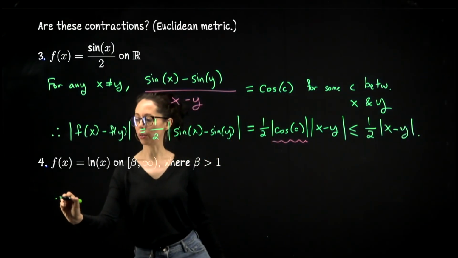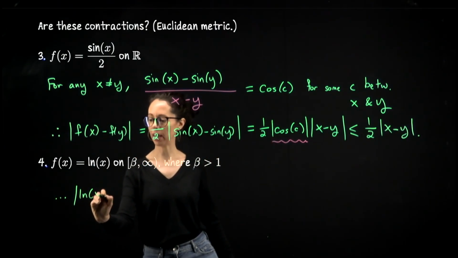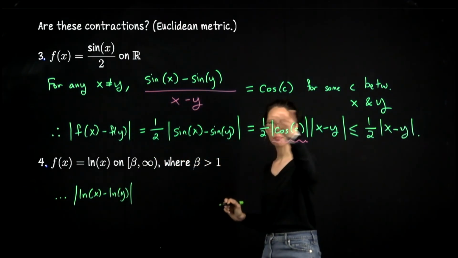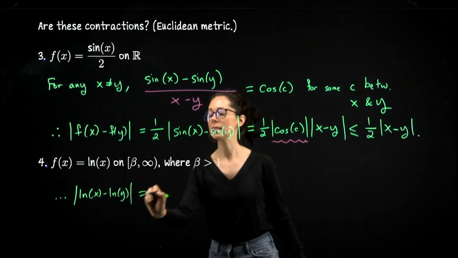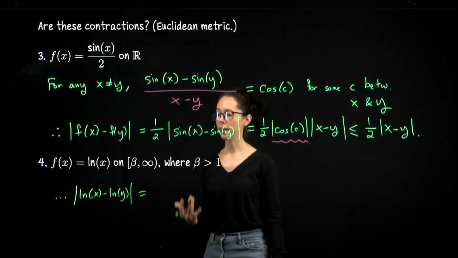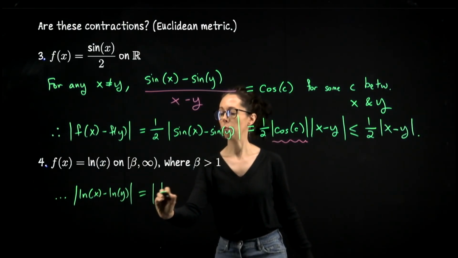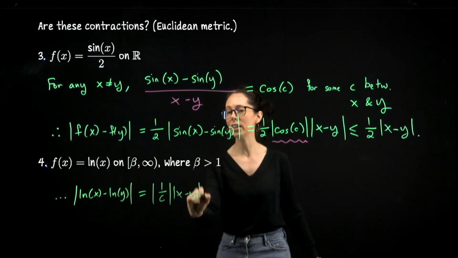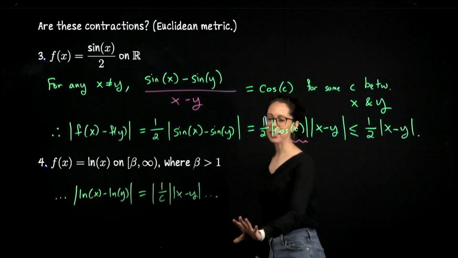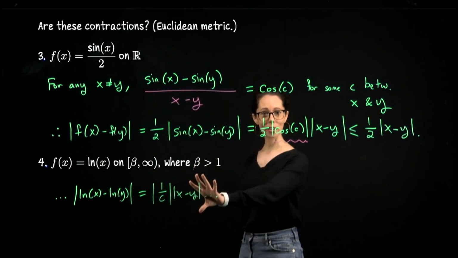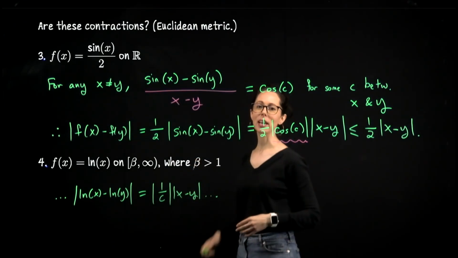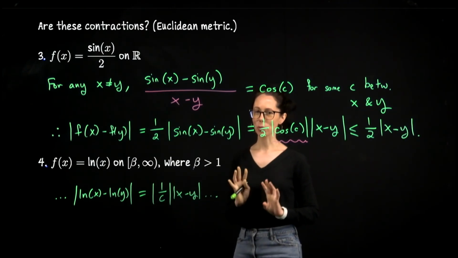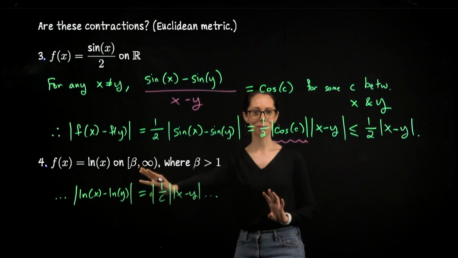So if I write natural log of x minus natural log of y, with the same kind of breakdown, we could say that for some c, some input between x and y, this would be equal to the absolute value of 1 over c, the derivative of natural log at c, times x minus y, and that feels promising. But if you haven't seen it yet, this is actually not a contraction. So if you concluded that it was because of this kind of statement, take a moment to realize what's going on in this example. Why am I telling you that this is actually not a contraction?